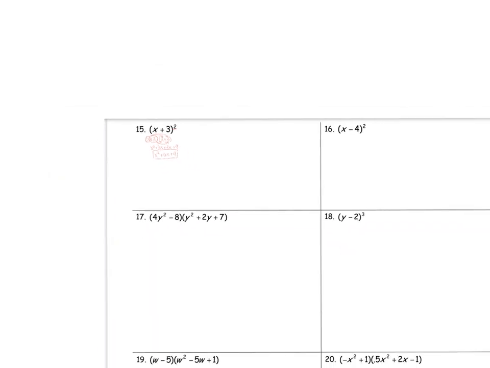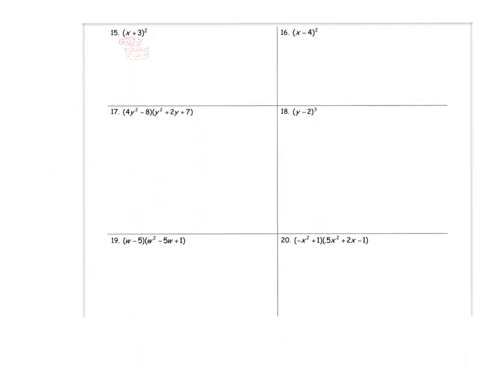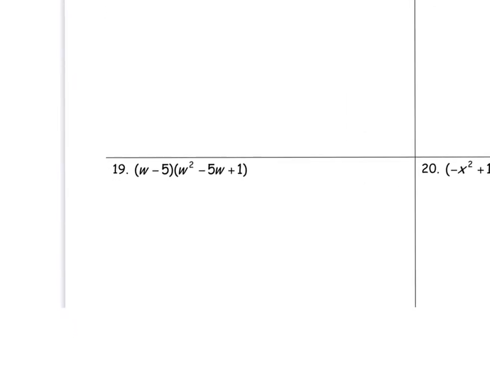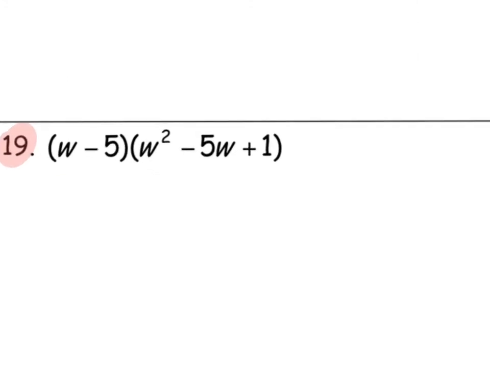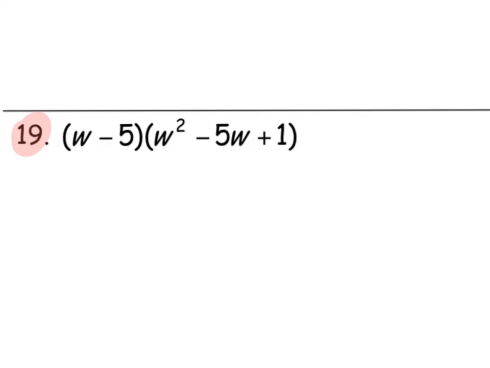Lastly, I want to show you how to do a problem like 19. Again, it's the same idea. I'm going to grab the first term and multiply it to each of the other ones. You just have multiple terms here. So w times w squared. Again, keep the base, w, add the exponents, and I get w cubed.